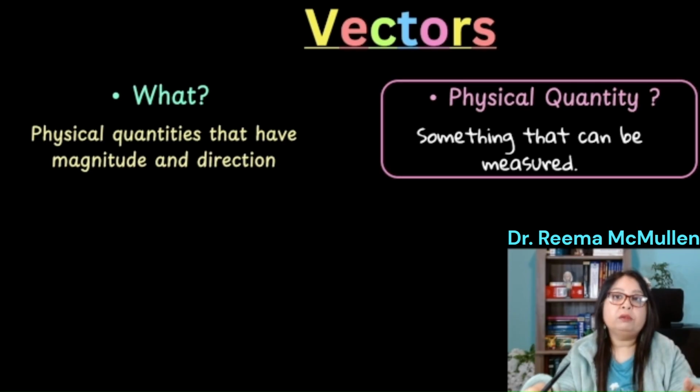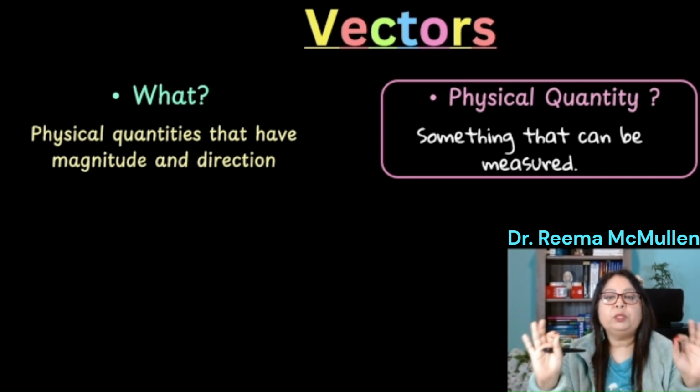Can you measure the pressure in a tire? Yes, you can. That's a physical quantity. Can you measure the speed of a car? Yes, you can. That is a physical quantity. Can you measure the brightness of a bulb? Yes, you can. That is a physical quantity. Can you measure the force applied on an object when you push on it or you pull it? Yes, you can. That's a physical quantity. So there are different kinds of physical quantities. All the things that can be measured using any kind of tool or device is a physical quantity.